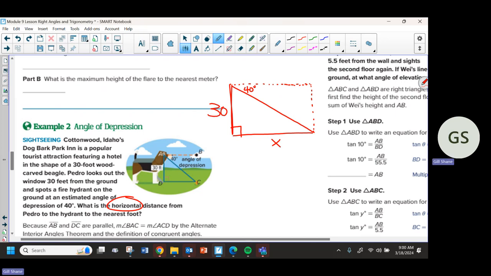Horizontal is that way, vertical is height. Yeah, vertical and height are the same. Sometimes it'll say vertical height. But yeah, horizontal that way, vertical that way. So that means we're solving for the distance on the ground.